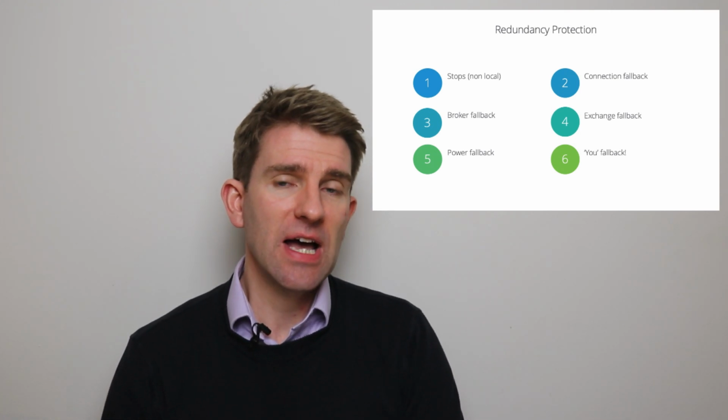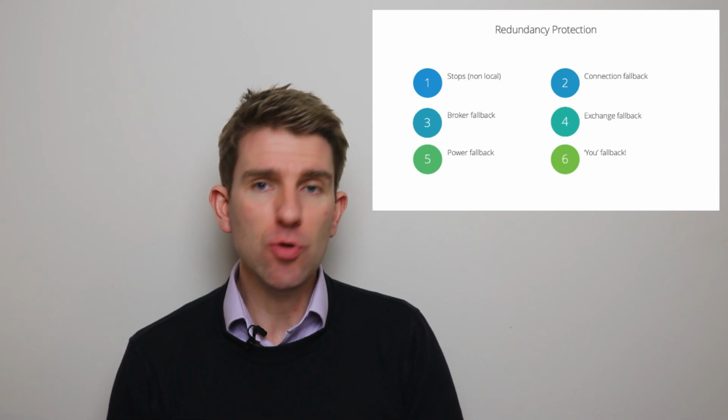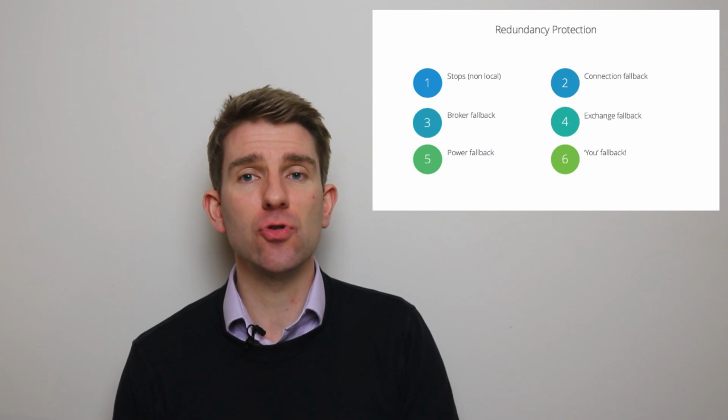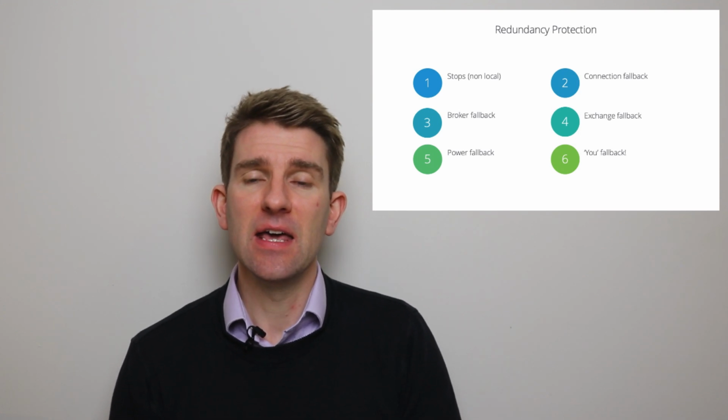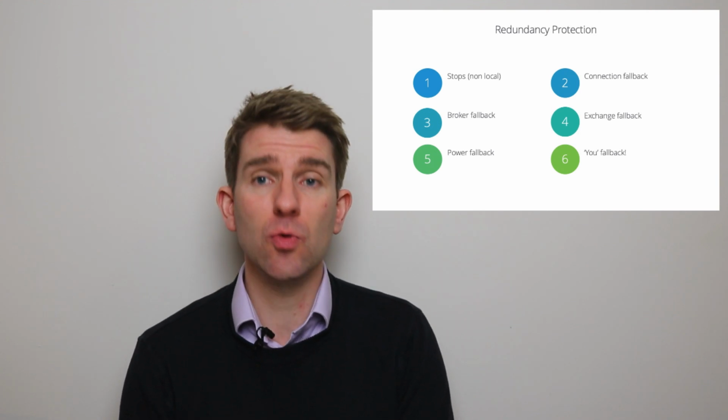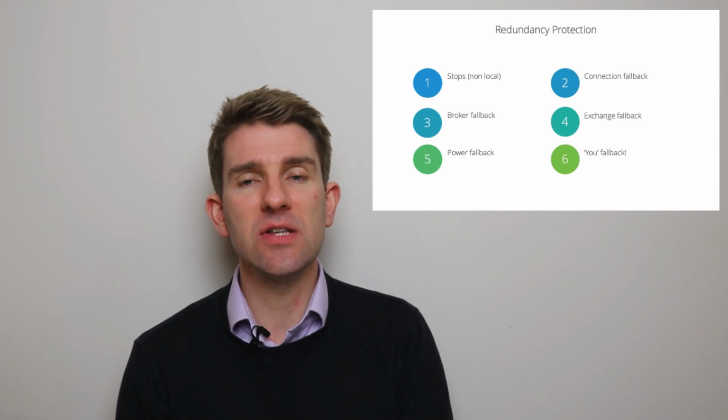So broker fallback. If a broker goes down or you can't trade, you need to do something about it, right? You can't rely on them to be up 100% of the time, and I've talked about this before, and I've said, hey, in a fast market condition, they may well pull the plug. So what do you do if a broker goes down? You need a secondary broker.